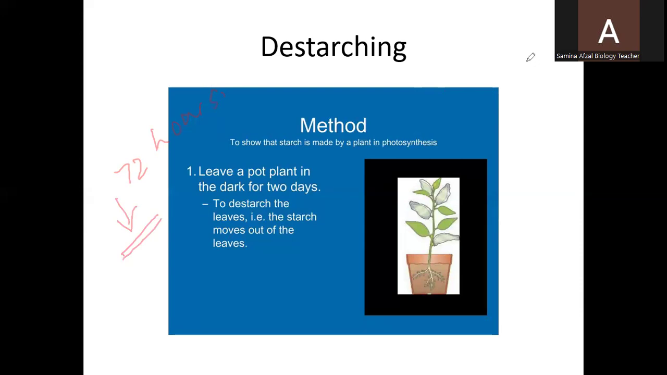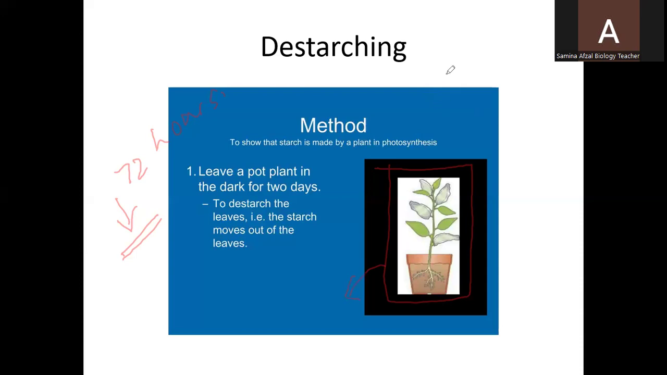But here, keep in mind, students, that during these 72 hours, the plant will use the already stored starch in it because it has to stay alive. So to stay alive, it will use the whole starch which was already manufactured in it. So after 72 hours, it will be free of that starch. So we will say that the plant has been destarched.